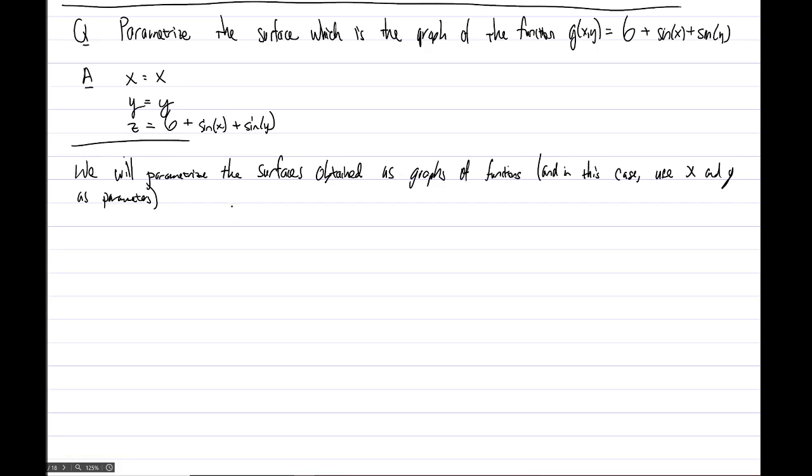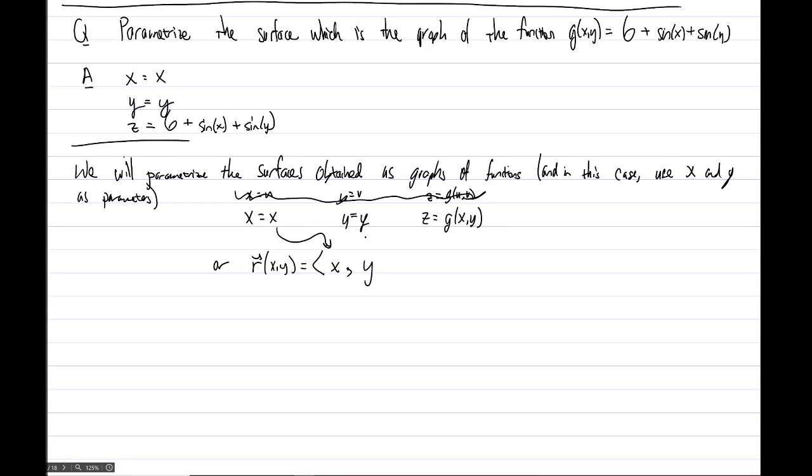So then our setup would be x equals x, y equals y, and then z is equal to g of x comma y. Otherwise, it would have been x is equal to u, y is equal to v, and then z is equal to g of u comma v. But while that works, let's not do that. The other way we can write this information is, of course, to have a vector function. So r arrow of x comma y equals x comma y comma g of x comma y.